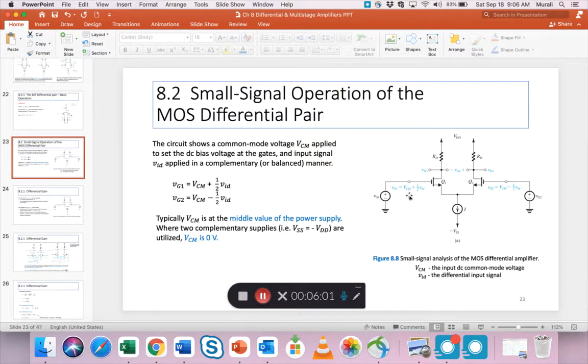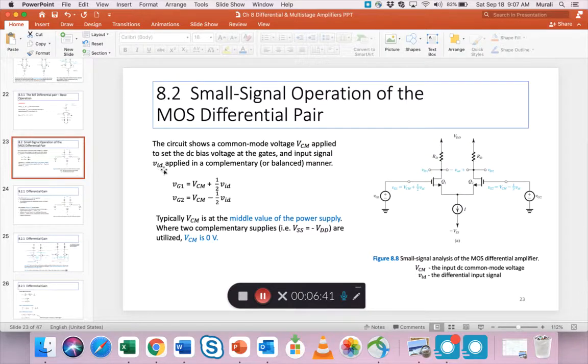Now, what is the difference between VCM, VG1 and vid? You need to understand that. The input at the gate consists not only of the signal but some DC voltage, some kind of biasing DC. This may or may not be zero, okay? And so here we study when it can be zero. The circuit shows a common mode voltage VCM applied to set the DC bias voltage at the gates. So this VCM is part of the biasing business, so you can't avoid it.